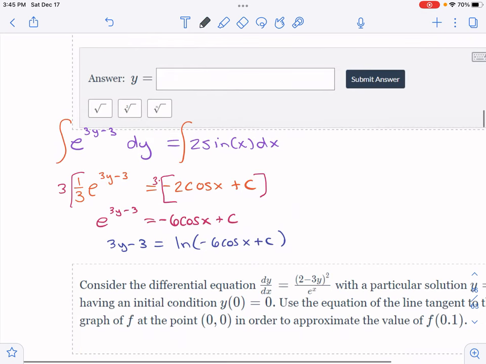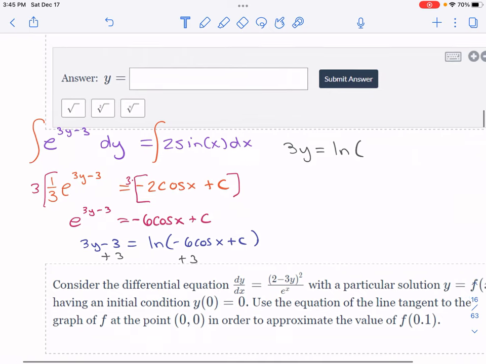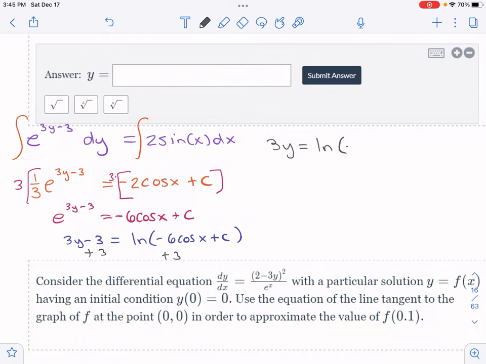Okay, and we are going to add 3 and divide by 3 so that I get 3y is equal to natural log of negative 6 cosine of x plus c, plus a 3, and then we divide by 3. I'll call it a third: natural log of negative 6 cosine of x plus c, plus 3. All right, well, we now still have to figure out what that c is.